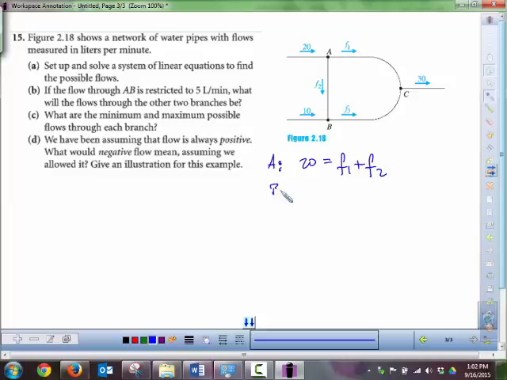For B, we have 10 and F2 going in, and then F3 going out. And then for node C, we have F1 and F2 going in, and then F3 going out. Now, that's F1 and F3 going in.